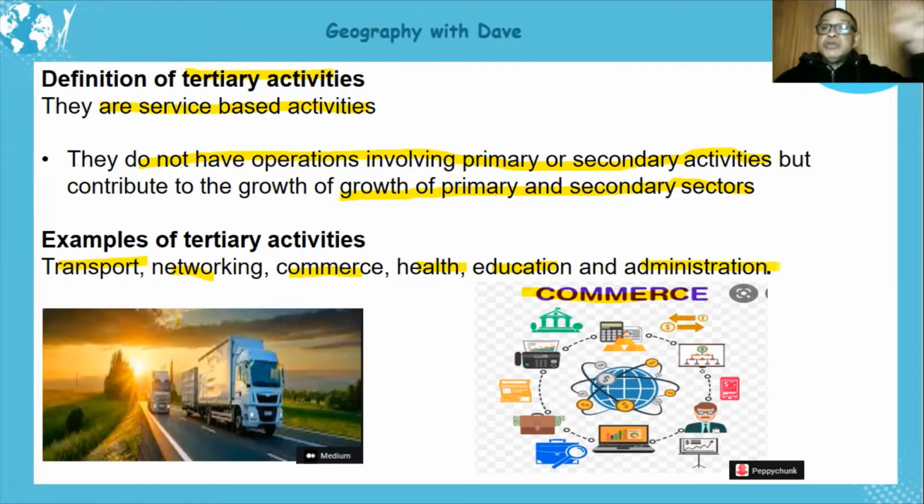Your education, your school may be known as a secondary school, but it's a service that's offered. A university is a service that's offered. So it's all about offering services to people. Transport, the road is a service. You understand? These trucks offer a service to transport the goods. So the emphasis is on services when looking at tertiary activities.